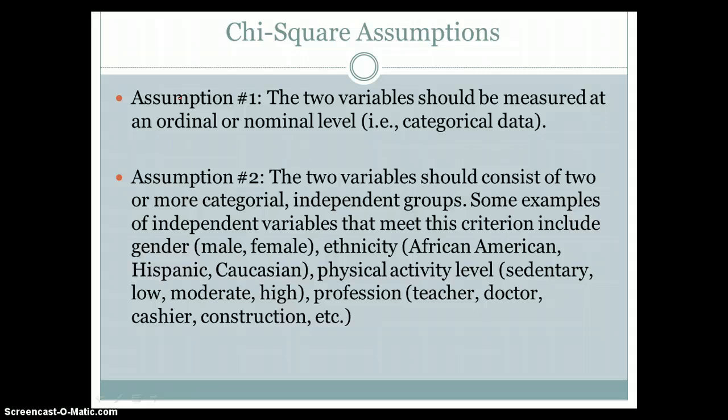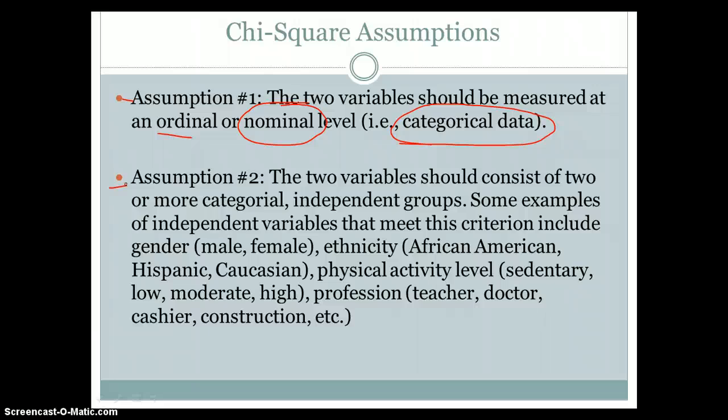All right? So these two assumptions are, number one, the two variables should be measured at an ordinal or nominal level. In other words, they should be categorical data. Nominal is an easy one. Ordinal we can get by with because the categories that are there can be compared. Our second assumption is that the two variables should consist of two or more categorical and independent groups.